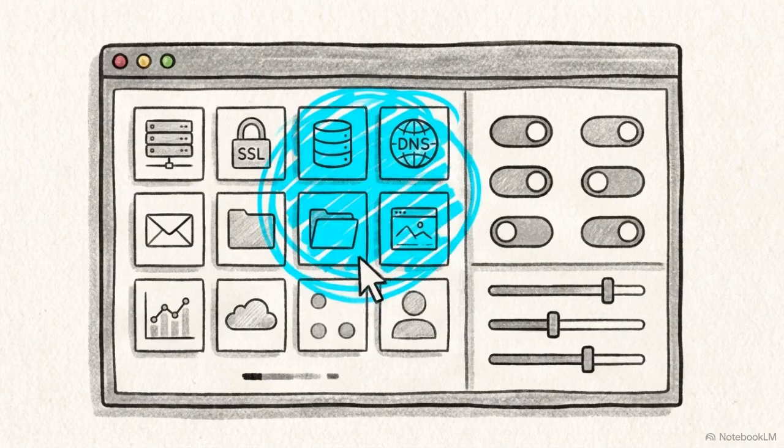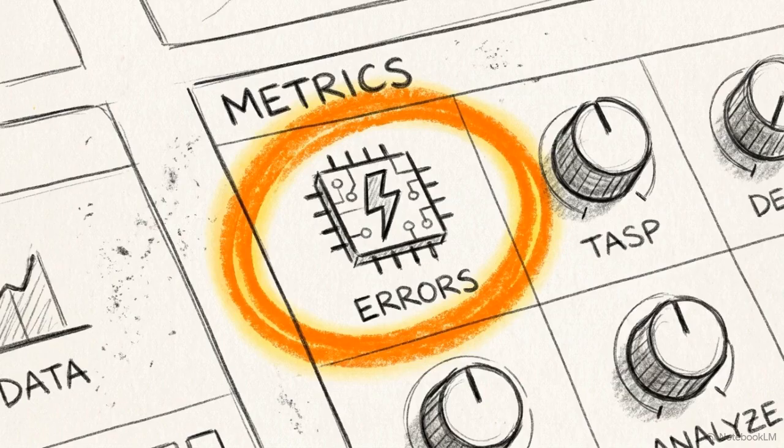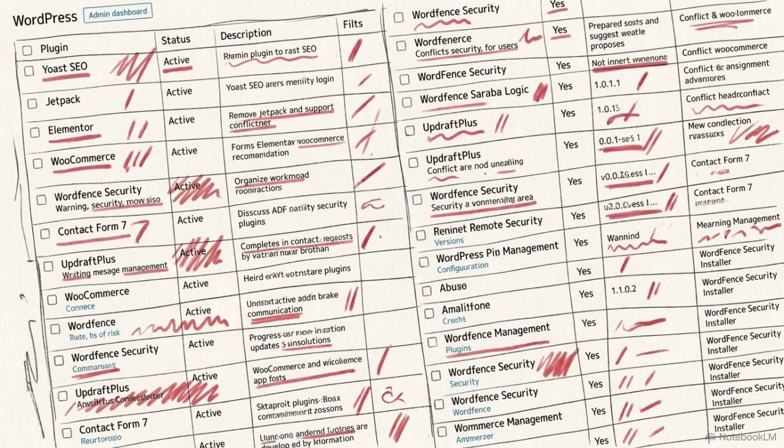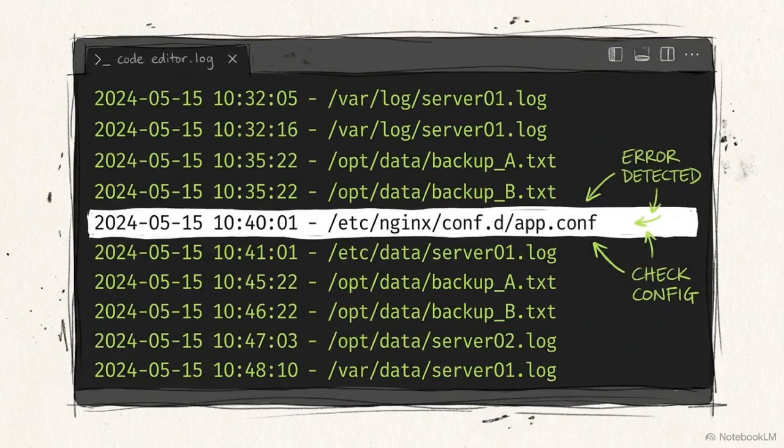Step 2 moves into the hosting control panel. Locate the Metrics section and open the raw server error logs. Troubleshooting by randomly deactivating plugins is inefficient. The server log acts as the single source of truth, recording the exact moment and location of the script failure.